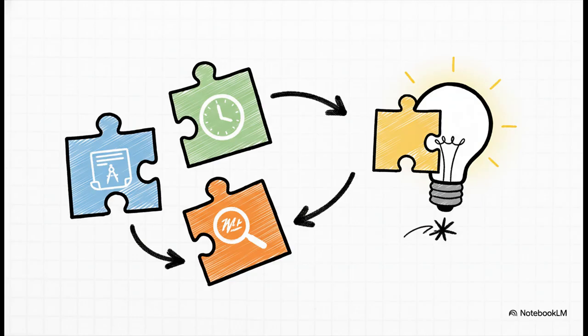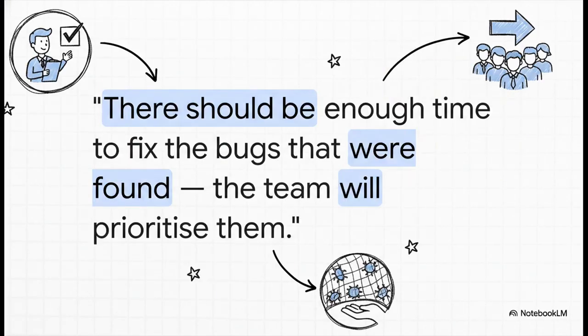Okay, so we've gone through our 3 plays: structuring your meaning, mastering verbs, and choosing precise words. Now let's see how they all come together in a single, powerful sentence that a QA lead might actually say. Let's break this down. There should be sets a clear professional expectation. That where found uses the passive voice perfectly because bugs don't find themselves. And the team will prioritize makes a clear prediction about a future action. Look at all that meaning packed into just one professional statement.